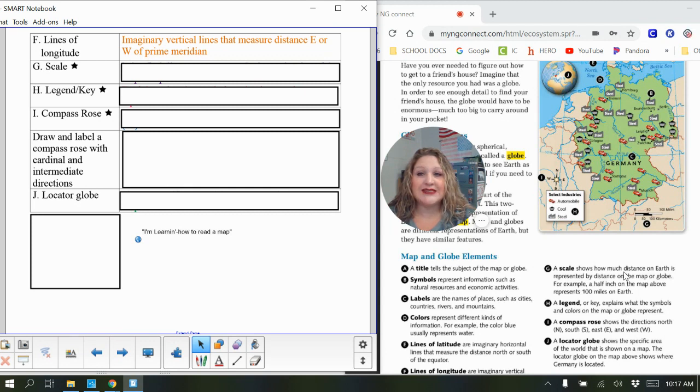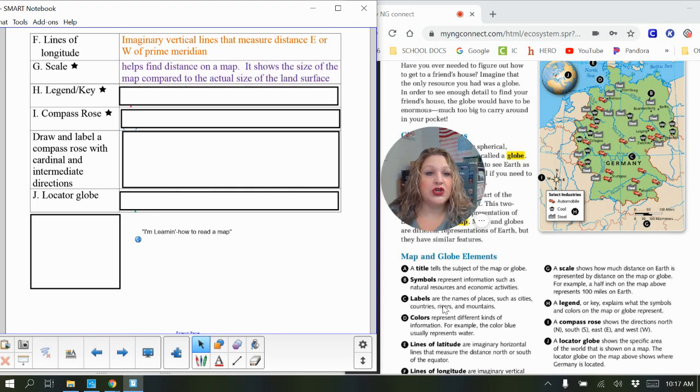Okay, our next one is scale. And again, there's a star next to this. So remember, what does the star mean? Look back at the top of your notes where it tells you the star means that this is an element that you find on all maps, or that should be on all maps, okay? So a scale shows how much distance on Earth is represented by a distance on the map or globe. For example, a half inch on the map above represents 100 miles on Earth, okay?